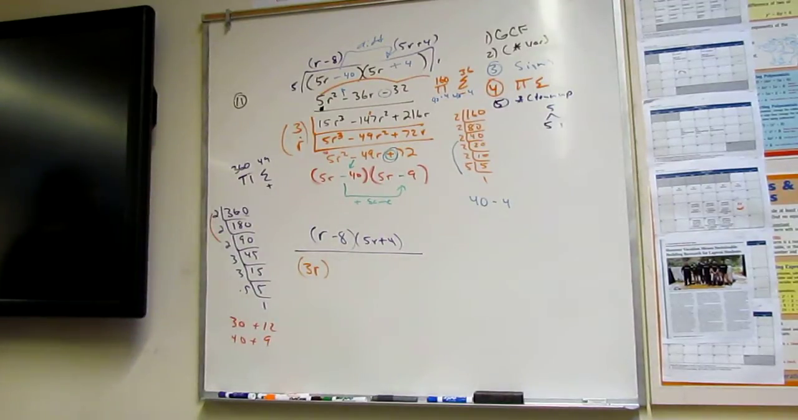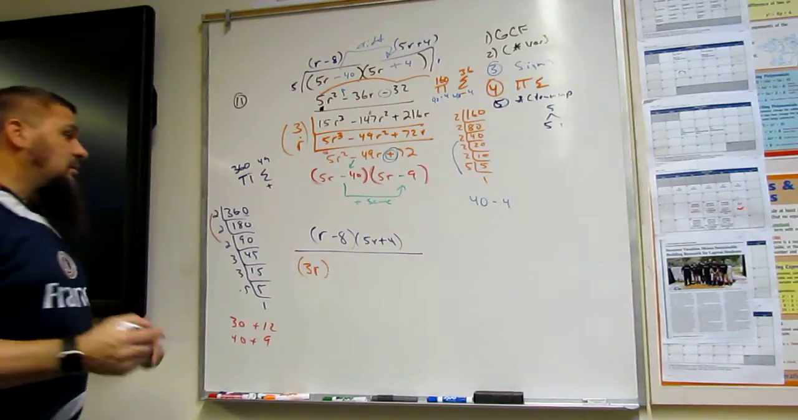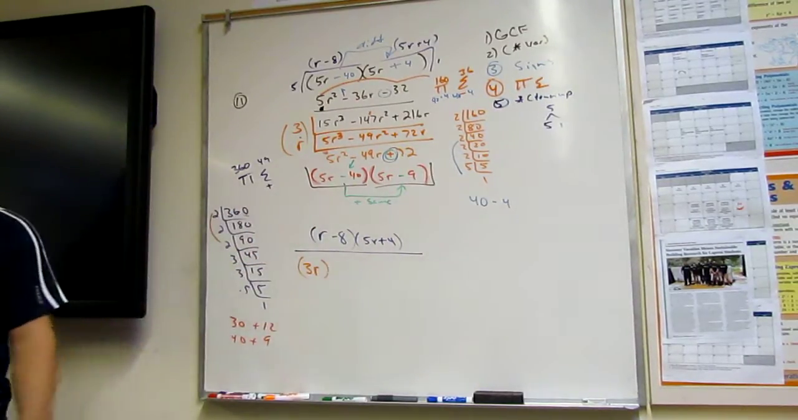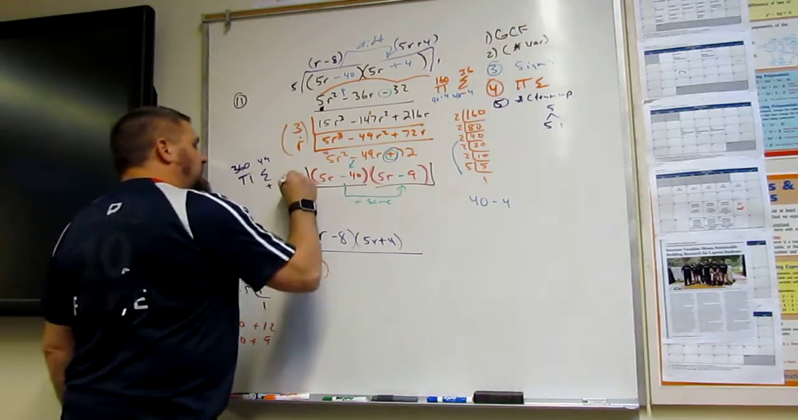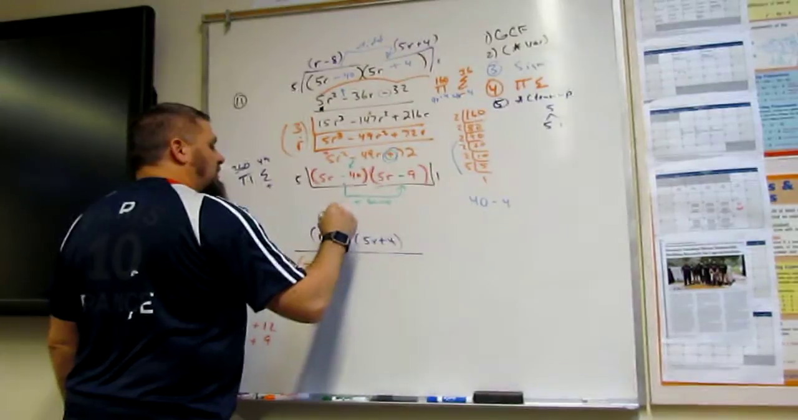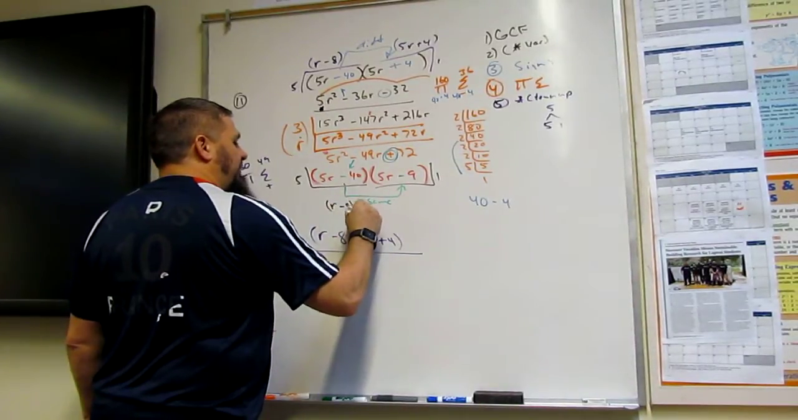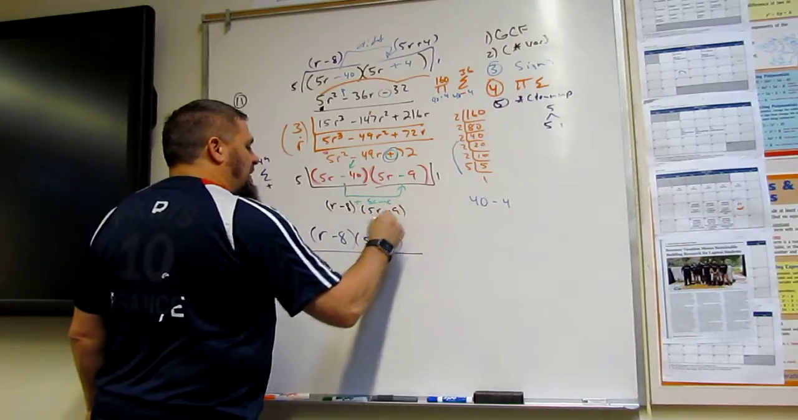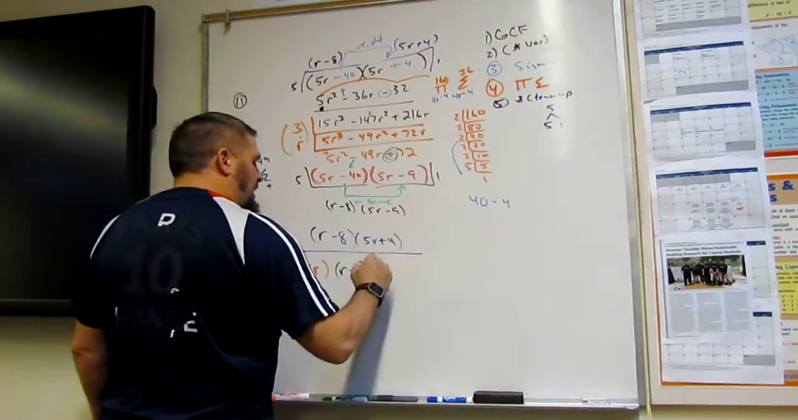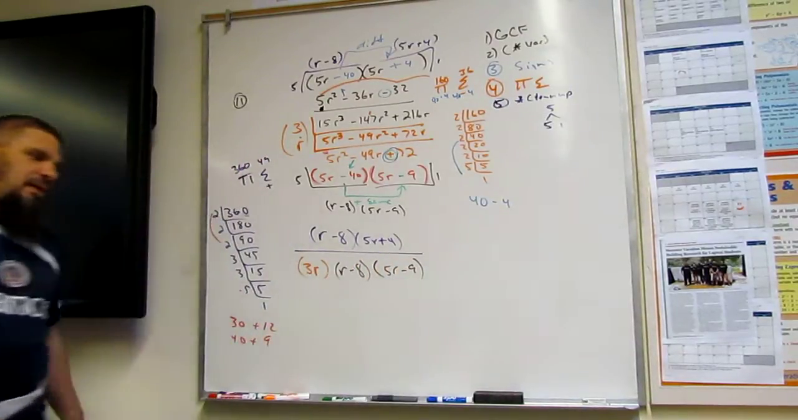Right? And then I take out, what am I taking out? A 5, right? So, which one does 5 come out of? The first one or the second one? First one. That means the 1 comes out of this one. So I've got r minus 8, and I've got 5r minus 9. So r minus 8 and 5r minus 9. Okay?